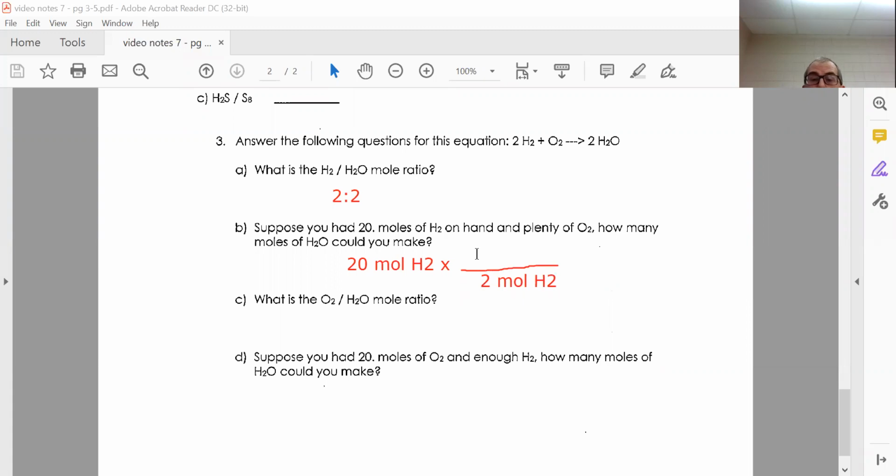And I also am going to put what I'm going to, moles of water. So I'm going to put 2 moles of H2O on the top.